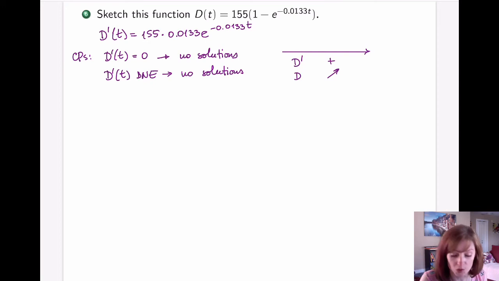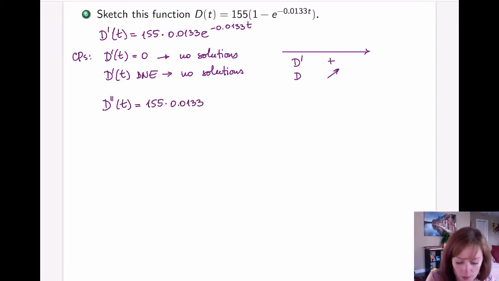Speaking about the second derivative, so taking the second derivative function, I can apply a similar rule as before, where this is just a constant, so I can rewrite this. 155 times 0.0133 times the derivative of the exponential function, which is itself, times the derivative of the inside. And the derivative of the inside is going to be just that coefficient of the power.